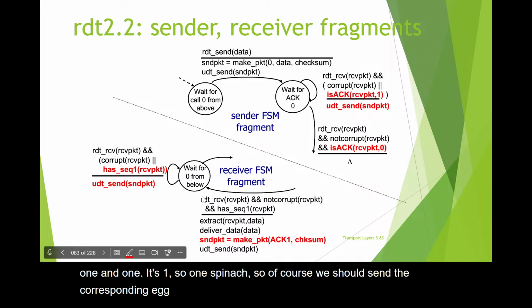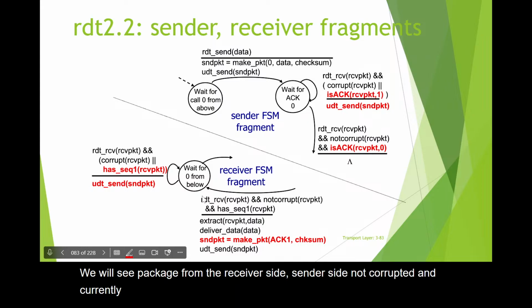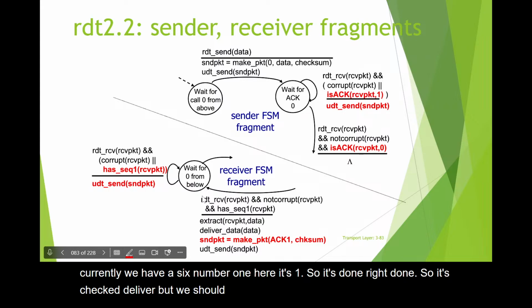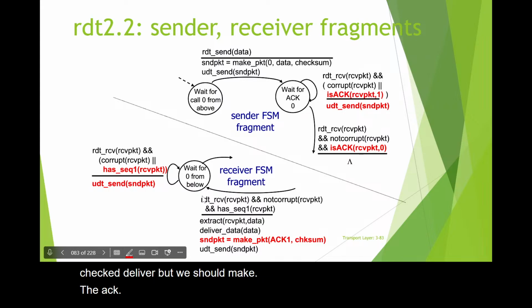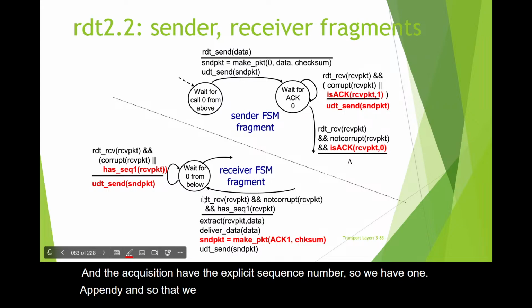And anything else here? We receive a packet on the receiver side from the sender side, not corrupted, and currently we have sequence number 1. Here it's 1, so it's done, right? Done, so it's accepted. Deliver, but we should make the ACK. And for the ACK, we should have the explicit sequence number. So we have a 1 appended, and so we have ACK 1.